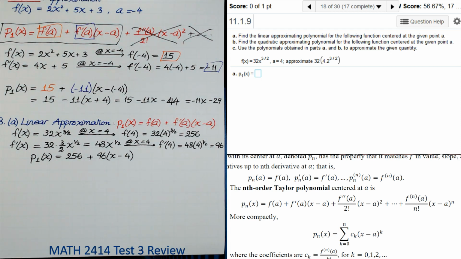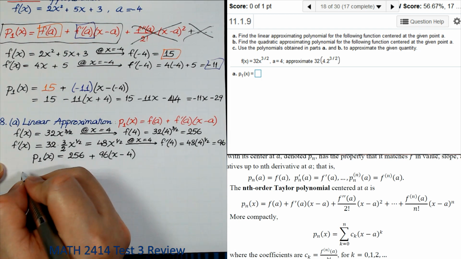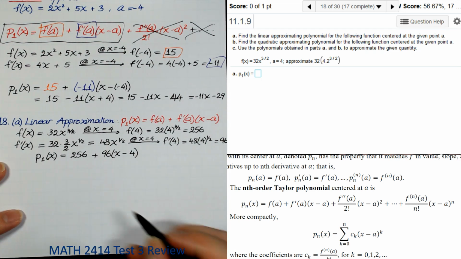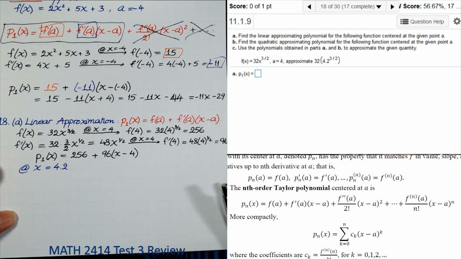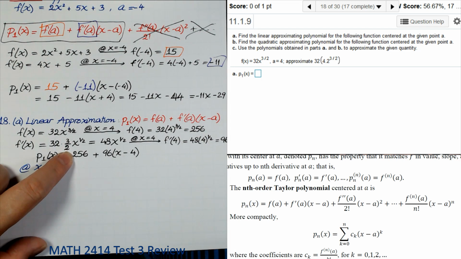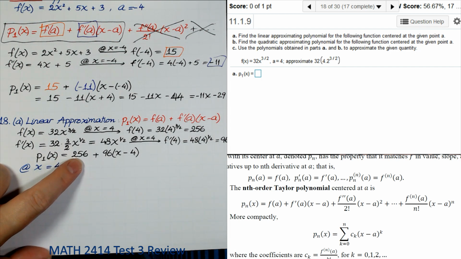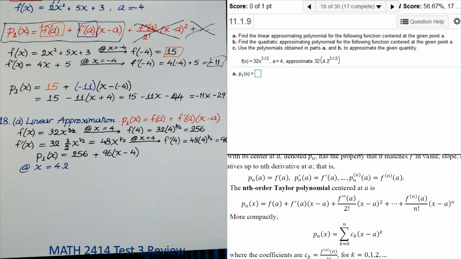Now we evaluate at 4.2. So in this case, x is equal to 4.2. So let's store 4.2 into x. And evaluate this function, 256 plus 96 times x minus 4, to get 275.2.